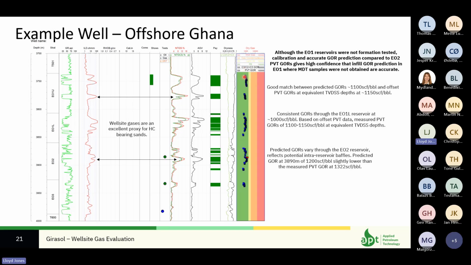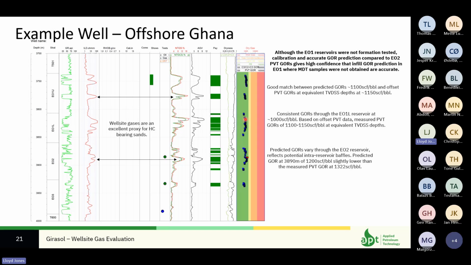The predicted GORs show a similar trend, but they are subtly different. Again, is this shale here acting as an inter-reservoir baffle? The EO1L sand here, this time all the GORs look relatively consistent. So you'd lean towards saying that this sand is connected.